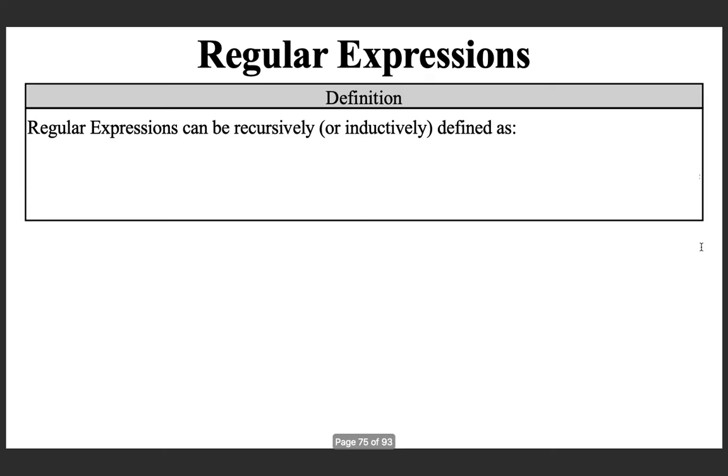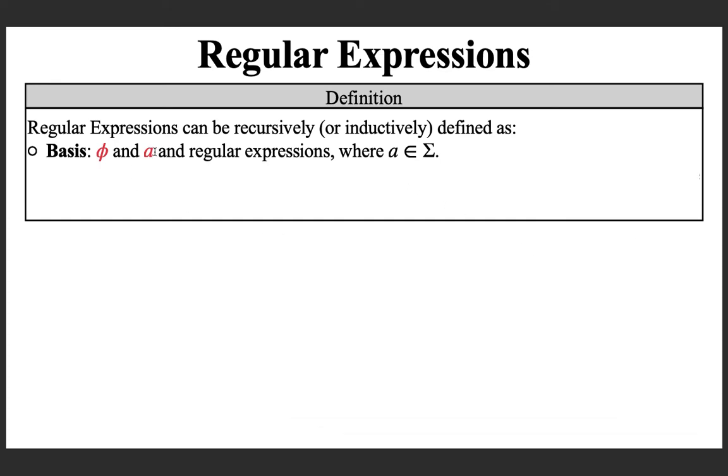So now we can recollect what we did in this lecture. Regular expressions can be recursively or inductively defined. The basis for the inductive definition is that phi and small a are regular expressions, where a is an arbitrary alphabet symbol. If you remember, epsilon is missing from this definition. Later we can see why.